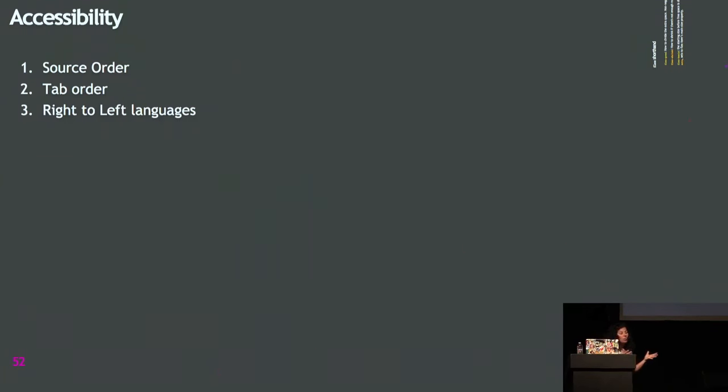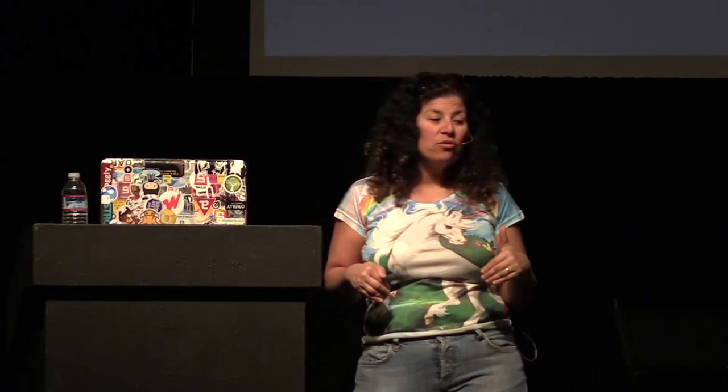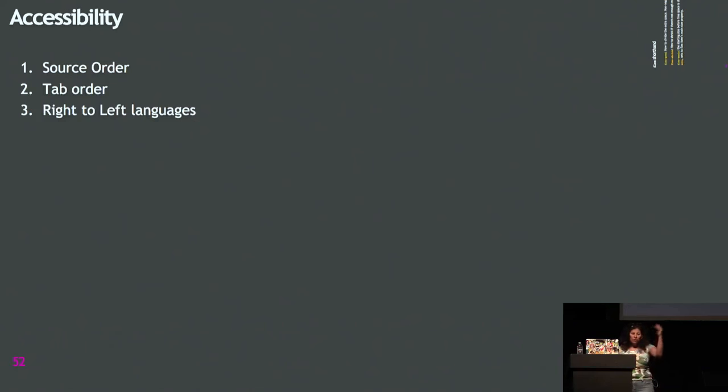accessibility. The screen reader is still going to read your original source order. Tab order is still going to be in the original tab order. Even if you change the order of stuff, it's still going to tab through. So if you're putting the second tab on the bottom, it's just going to jump. And you all know tab index is really bad, except for values of 0 or negative 1. And right-to-left languages, we already covered that.